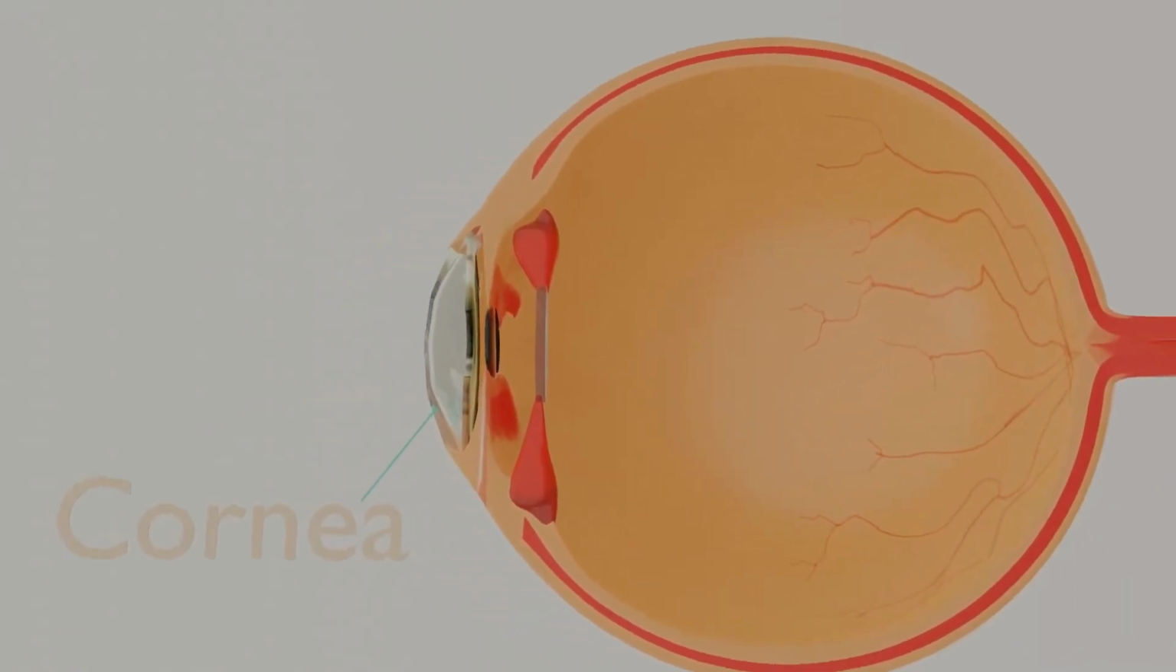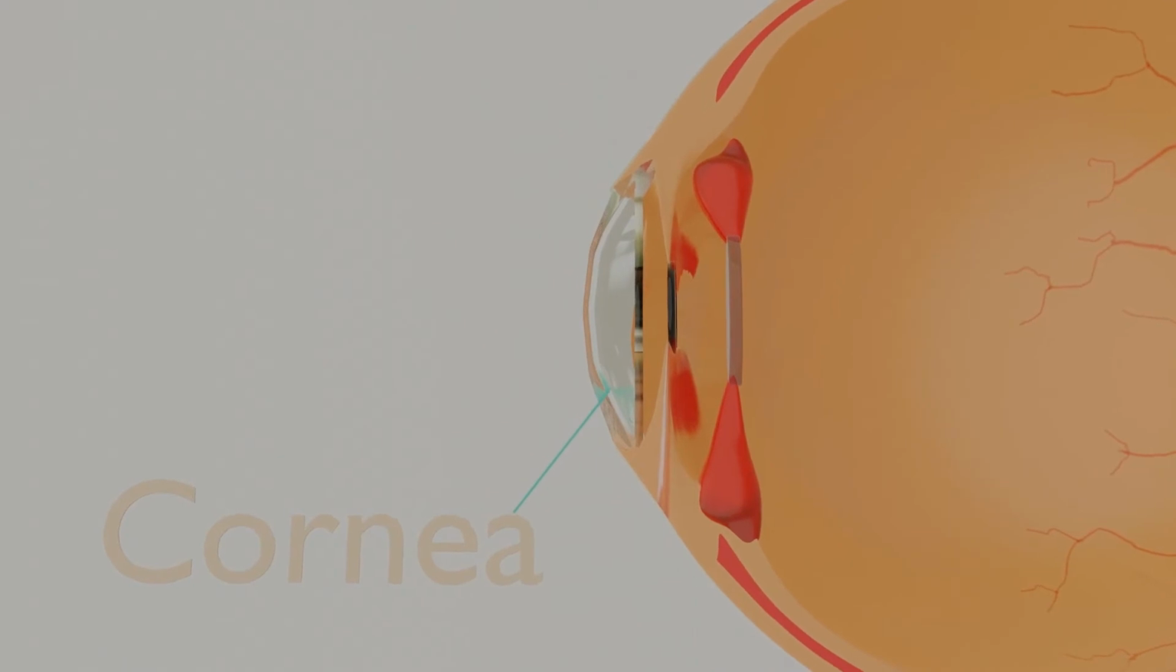Cornea. The cornea is the clear outer layer at the front of the eye. The cornea protects your eye and helps your eye to focus light so that you can see clearly.